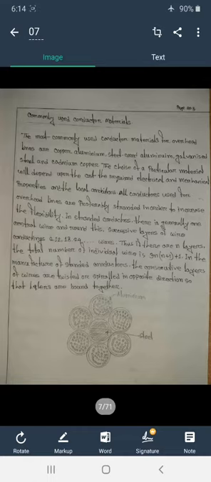Commonly used conductor materials. The most commonly used conductor materials for overhead lines are copper, aluminium, steel, and galvanised steel. Copper has high conductivity, and aluminium has lower cost and lower weight.